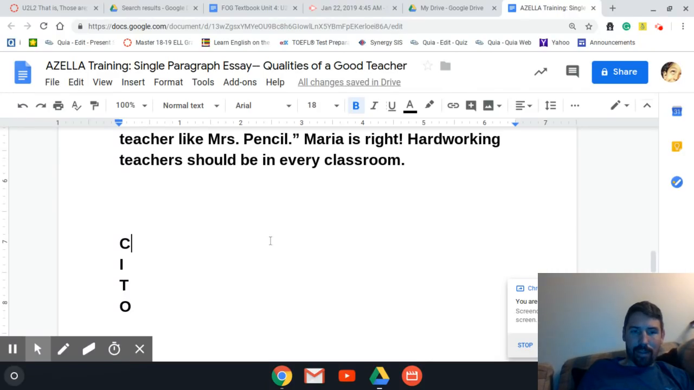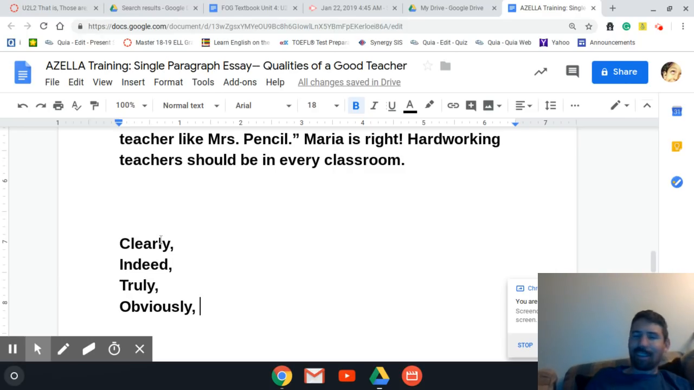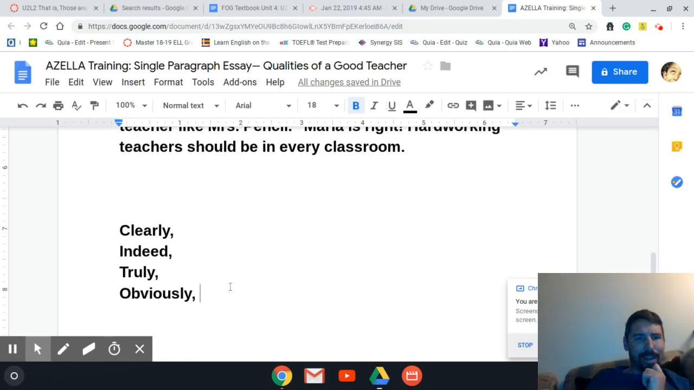I have a transition word, and the acronym that I use is CITO. So you know mamacita, this is papacito. Okay, so clearly, indeed, truly, and obviously. Did I spell it right? I did, okay. So these are not the only transition words, but go ahead and start using these. And if you're really good and you pay me enough, I might teach you another one or two.